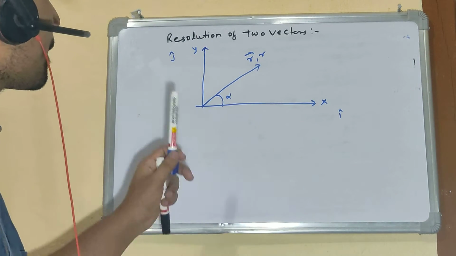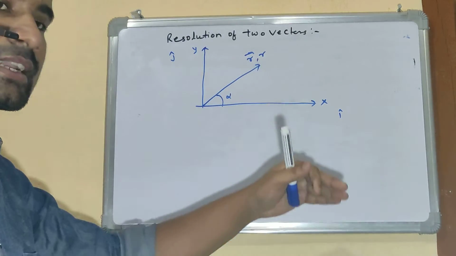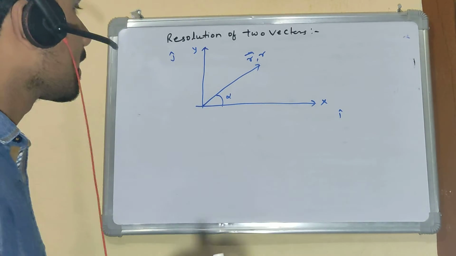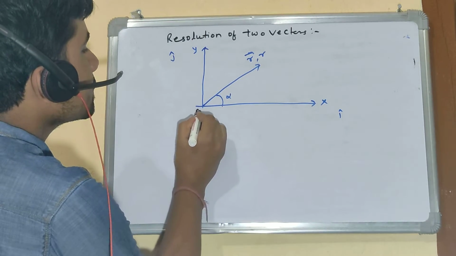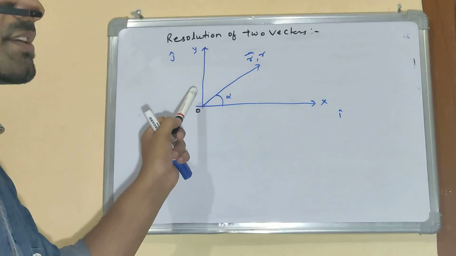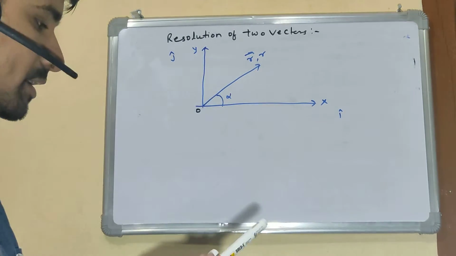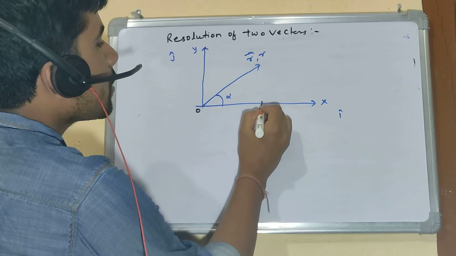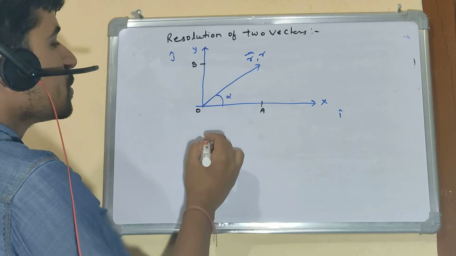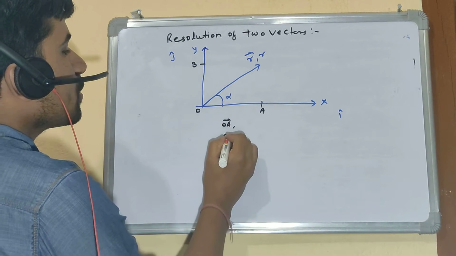So now this vector will have a component in x direction as well as a component in y direction. Let's say this is O, the origin. Orthogonally, it will have components in both directions. Let's say the component along x direction is OA and the component along y direction is OB.